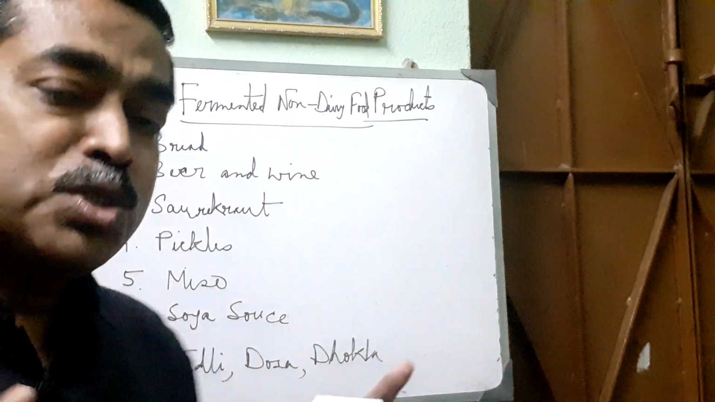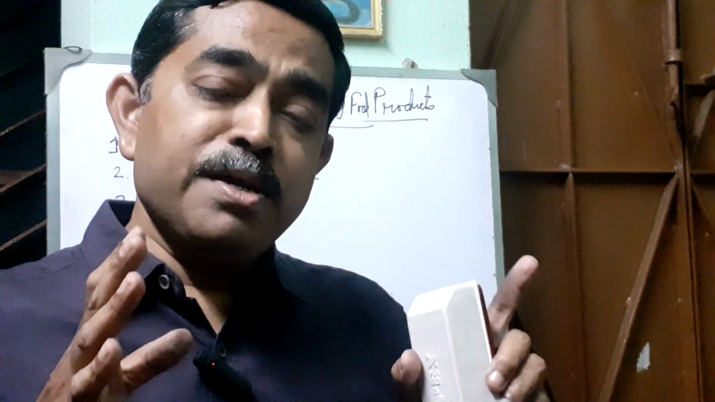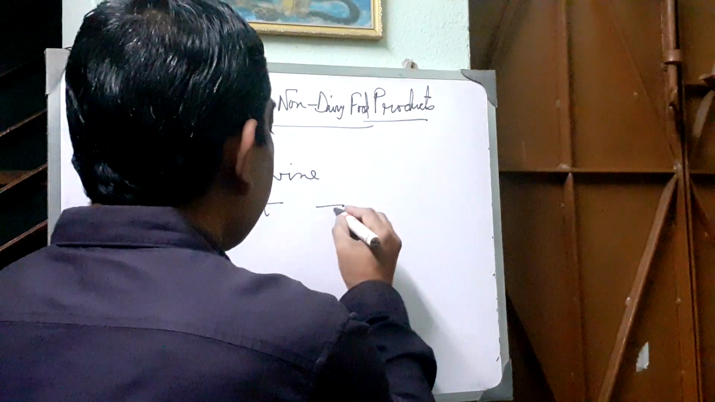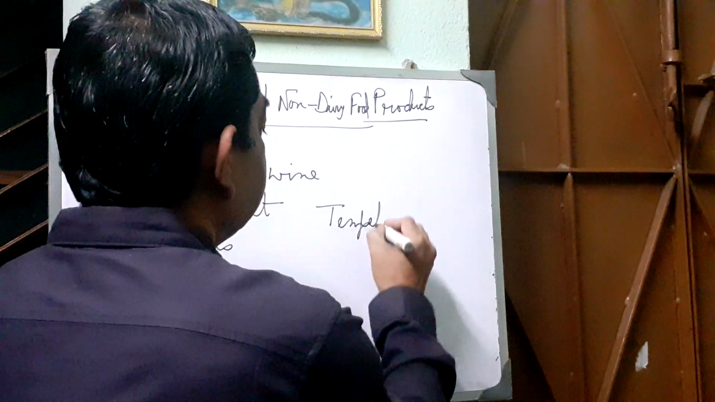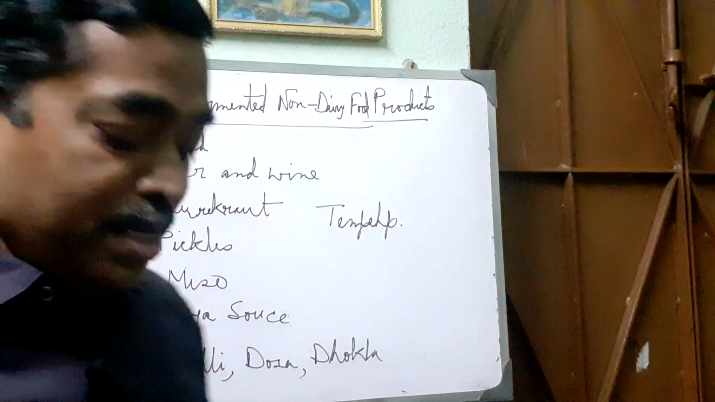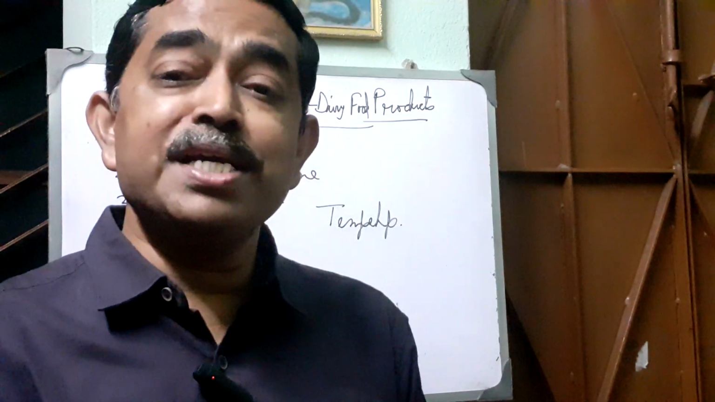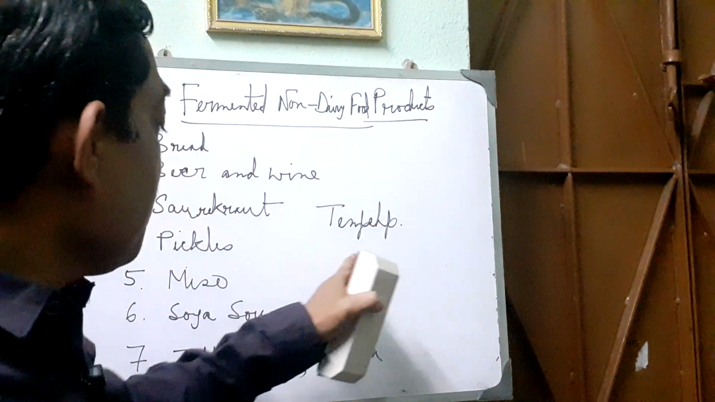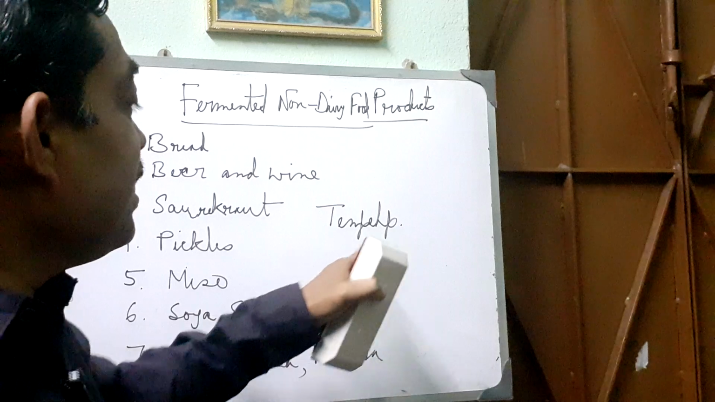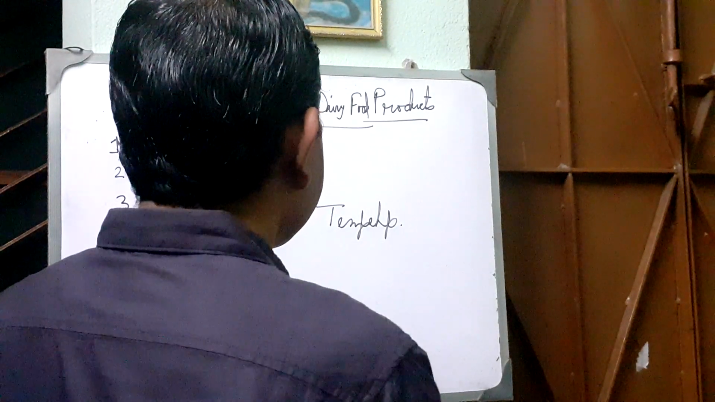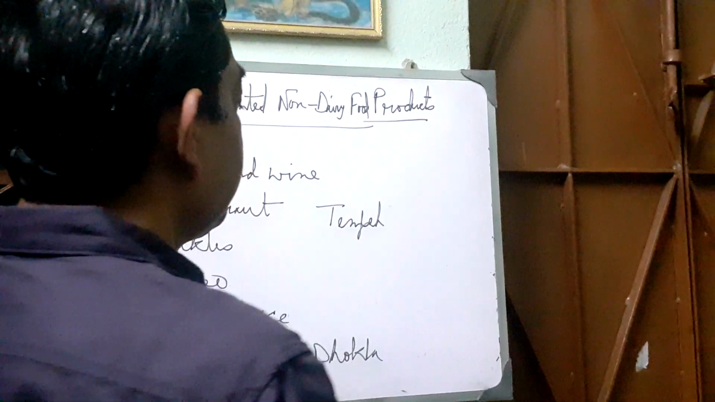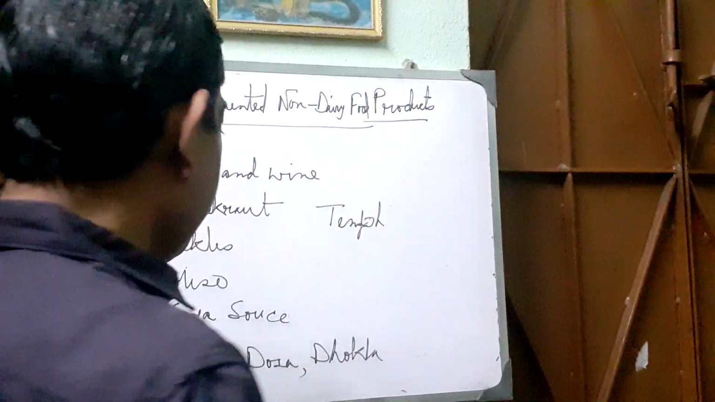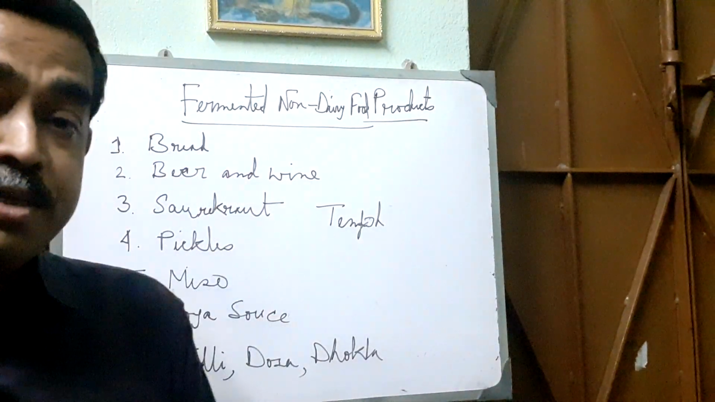And tempeh is also a soybean product, Indonesian tempeh. It's also very popular. Here the raw material is the soybean, and the molds Rhizopus oryzae and Rhizopus oligosporus are generally used for the fermentation of soybean in tempeh. So these are the popular fermented non-dairy food products.